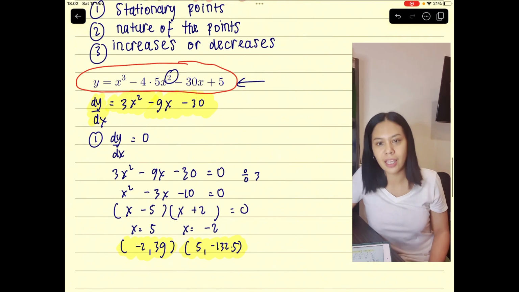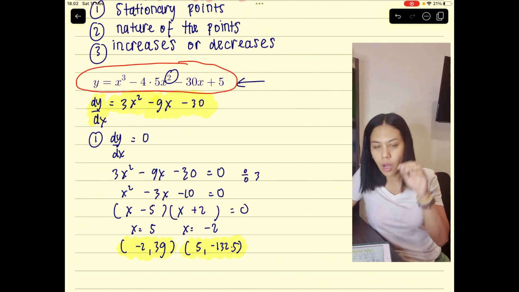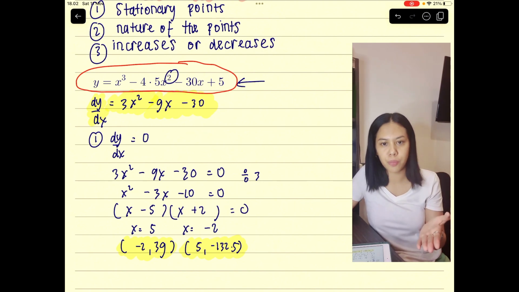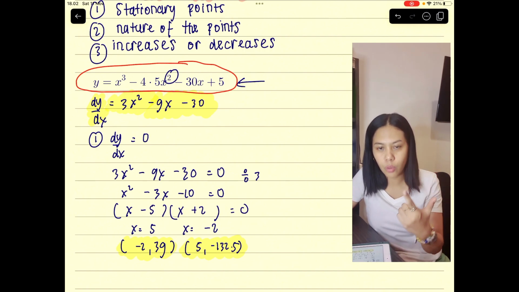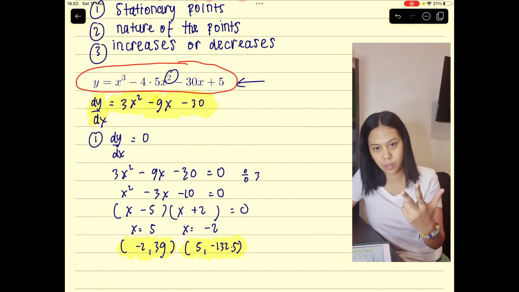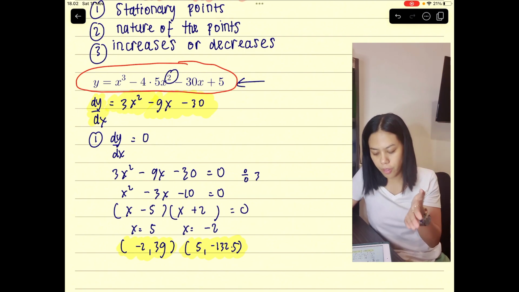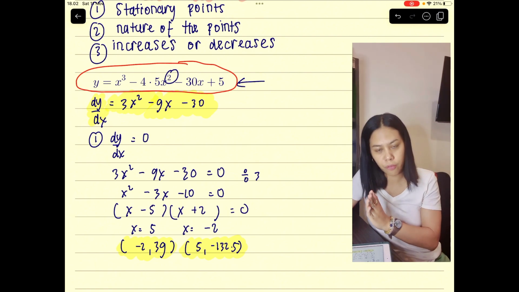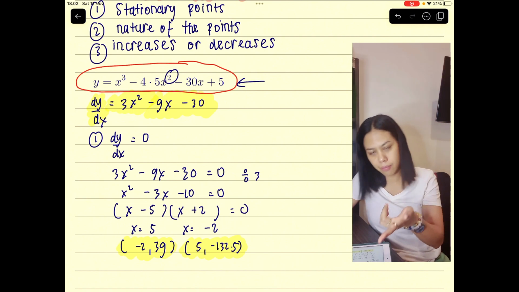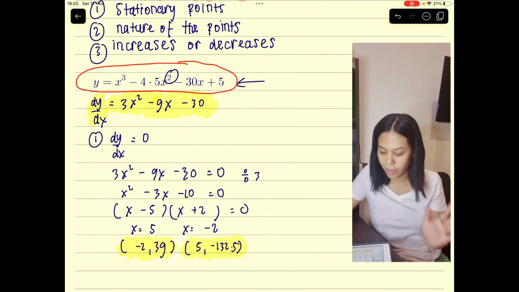Now our next assignment is to find the nature of those two stationary points. What are the natures of the stationary points? They have three: local maximum, local minimum, and inflection point. Now we want to find out if (-2, 39) and (5, -132.5) is at a maximum, at a minimum, or at an inflection point. We're going to find that out.